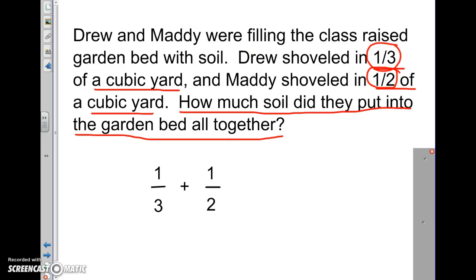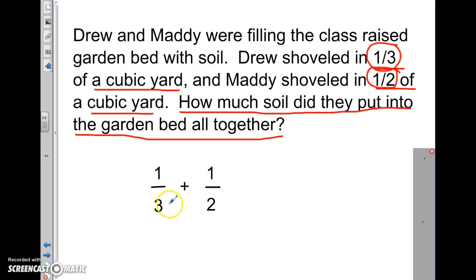Now, the problem here is that we cannot add unlike fractions like that, just add them across. I have 1/3, you have 1/2, that means we have 2 what, right? You can't do that because we're talking about two different size pieces here. So what we have to do is find equivalent fractions for each of these so they have a common denominator.